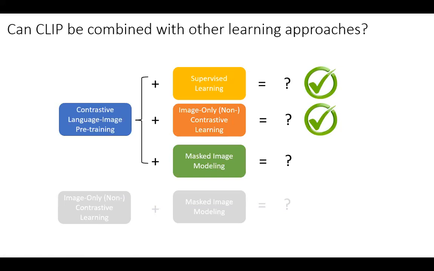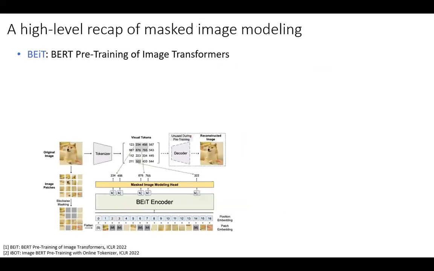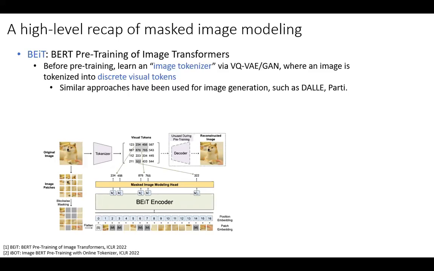Then I'm going to briefly discuss masked image modeling. So I think BEiT is one important work in this field, right? The high-level idea is can we perform BERT-like pre-training of image transformers, just like what we do in the BERT literature? So as you can see from the figure, before the pre-training, we need to learn an image tokenizer, which can be the VQVAE or VQGAN, right? And then we are trying to tokenize your input image into a set of discrete visual tokens. And these discrete visual tokens will be used as your training target to learn the image encoder.